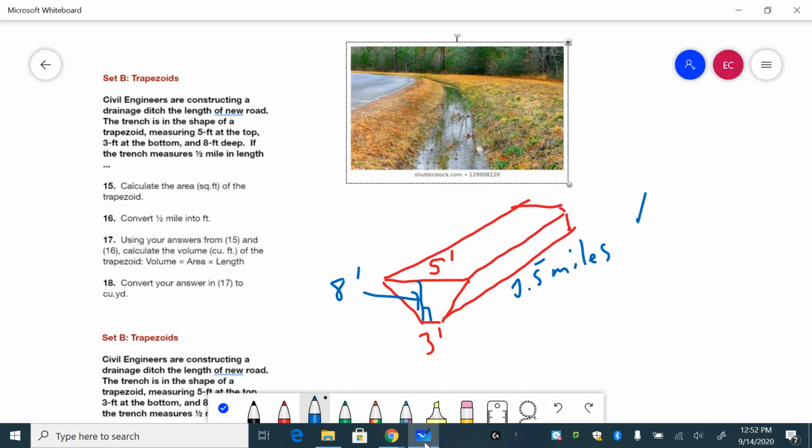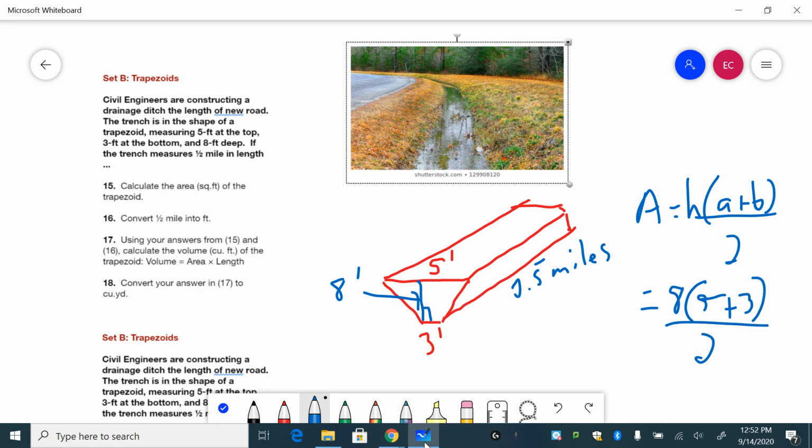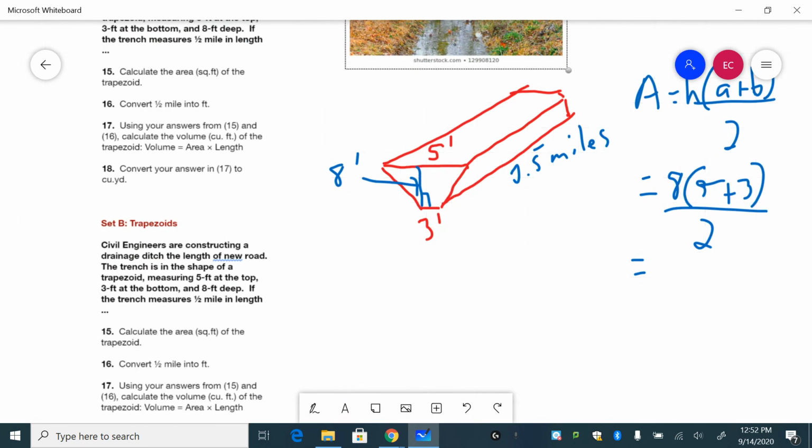So let's write that out. A equals h bracket a plus b divided by 2. Okay, so your a is your top, so that's my 5. So let's do the height first. So the height is the depth, so 8 feet, bracket, a is the top, so that's your 5, plus your bottom, which is 3 feet, divided by 2. So watch out for BEDMAS. Make sure you do the brackets first. So you would basically have 5 plus 3, so that's 8. And then 8 times 8 is 64. And then divided by 2 works out to 32. Okay, so 15's done.